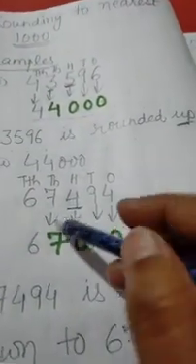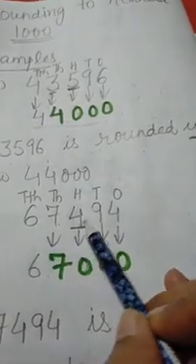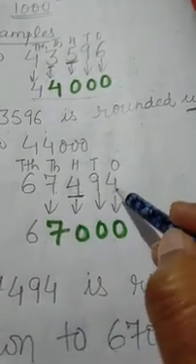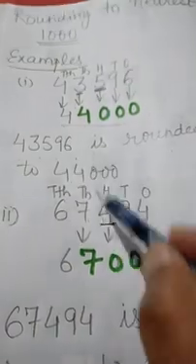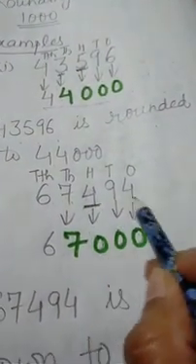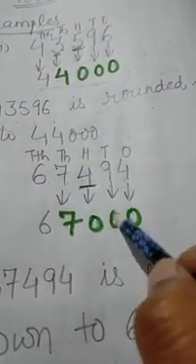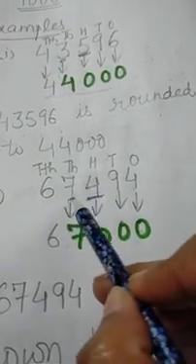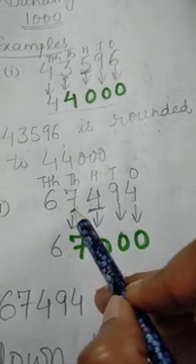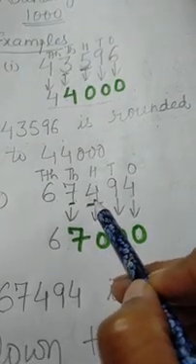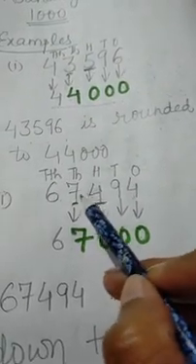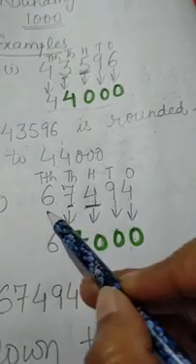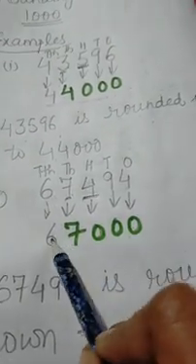Now see one more example. 67,494. Nearest 1000, we will see the digit in the 100 place. The ones will become 0, the tens will also become 0, the 100 will also become 0. Now the 1000 place, nearest 1000 is there, so it will change by observing the 100 digit. The 100 digit is less than 5, so 7 will remain 7. There will be no change, and 6 will be written as it is.